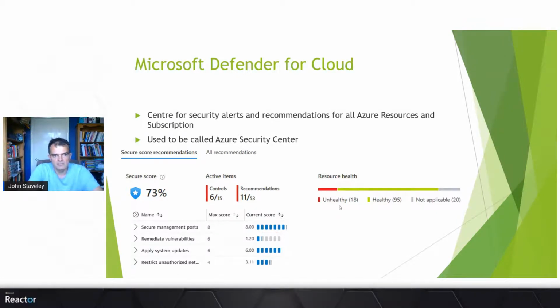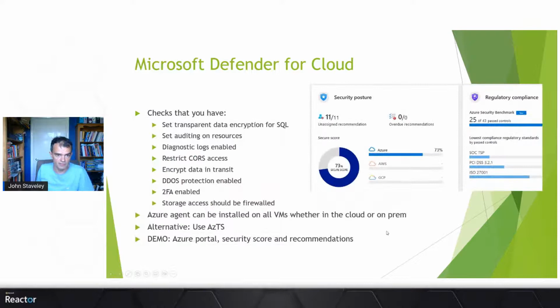You can set up security alerts and recommendations for all Azure resources and also the subscription. So it looks at things like secure ports, tells you to remediate vulnerabilities, and it gives you this nice score to tell you how you're going along. And then for each of those, which resources are vulnerable. So kind of things it can test for, stuff that we've seen previously with AZSK.